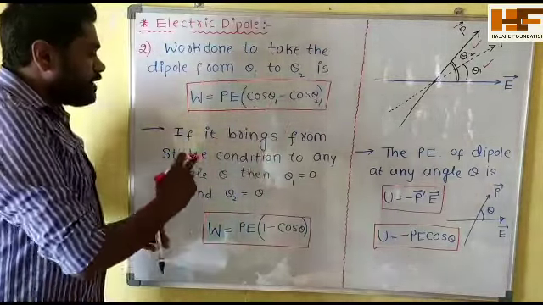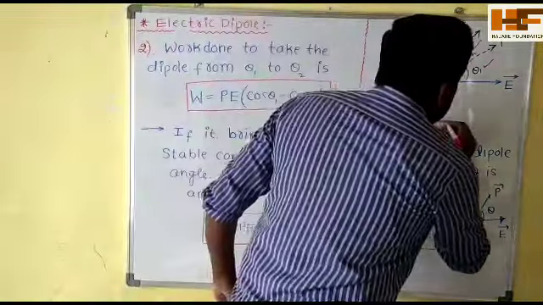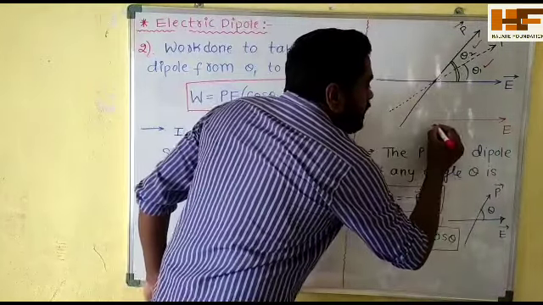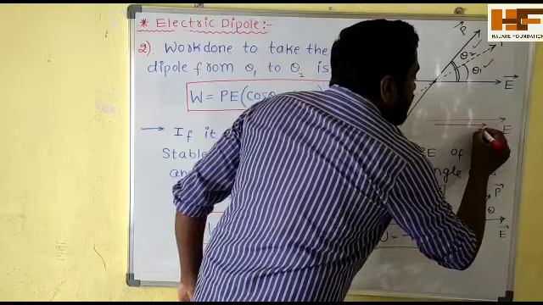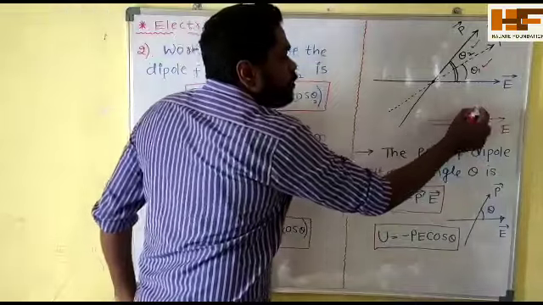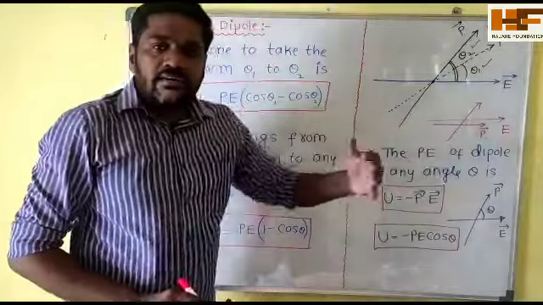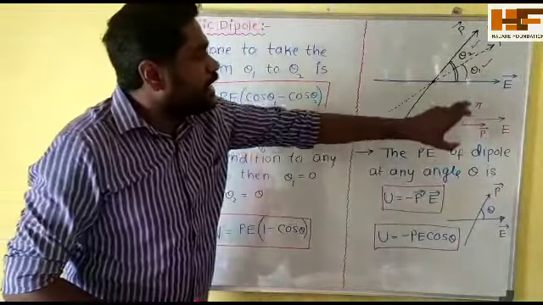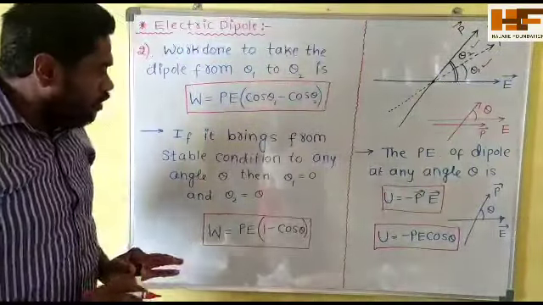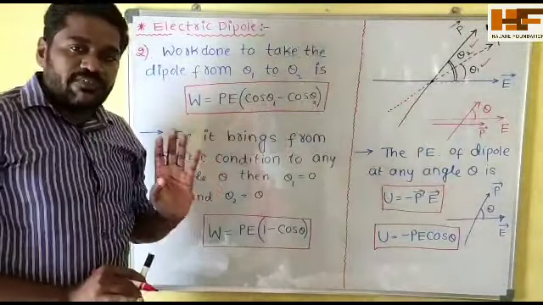Next, if it is brought from the stable condition, what does that mean? For example, this is the dipole, and that is the electric field. Already this dipole P bar is in the same direction as the electric field. So from this position you are bringing it like this. Therefore, in place of theta 1 we take theta 1 equal to 0, and in place of theta 2, this angle that I am taking is theta. You understand? So whenever you bring it from theta 1 to theta 2, this is the formula for work done.